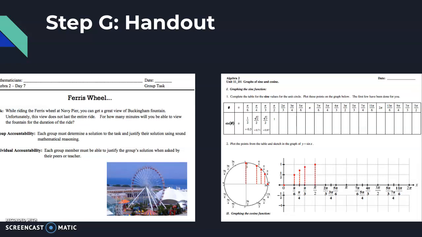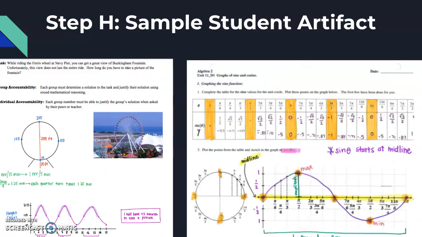For step G, we have handouts. So here below we have just screenshots of our Ferris wheel tasks that we give them on day 1, and then we have another one that shows the simulation that we use, and it is showing how the unit circle unfolds and unwraps to create a graphical representation.